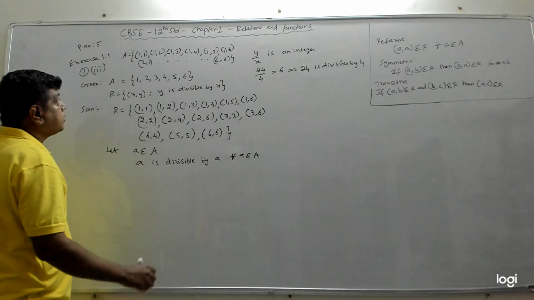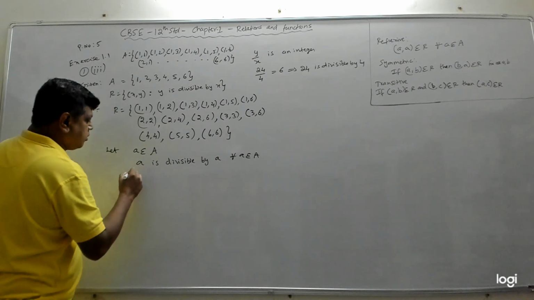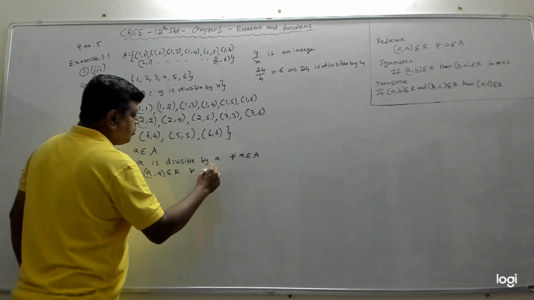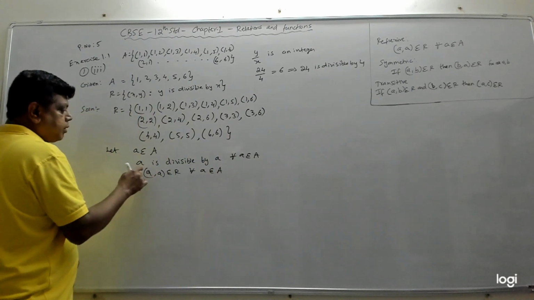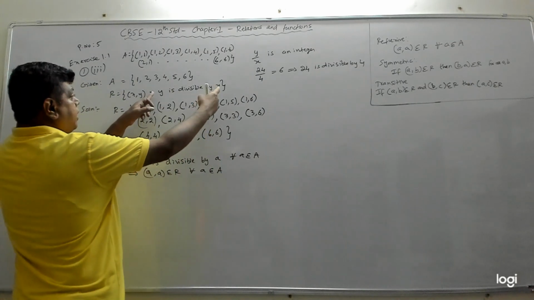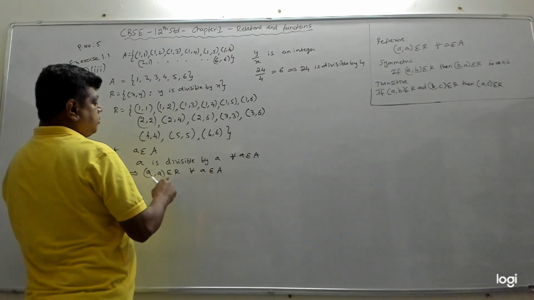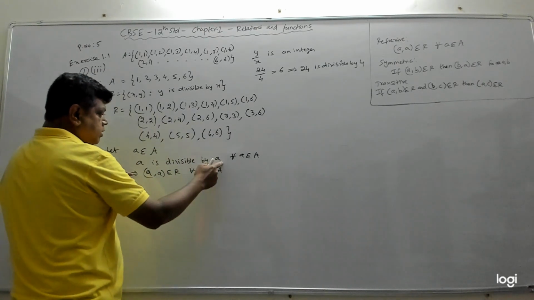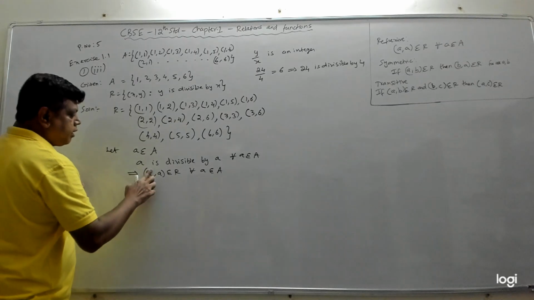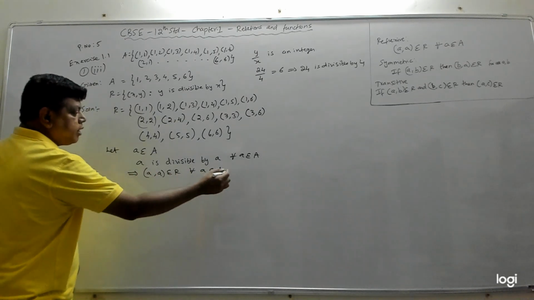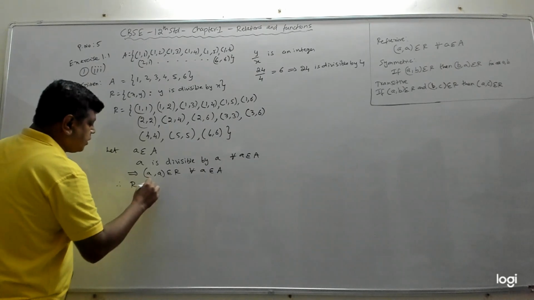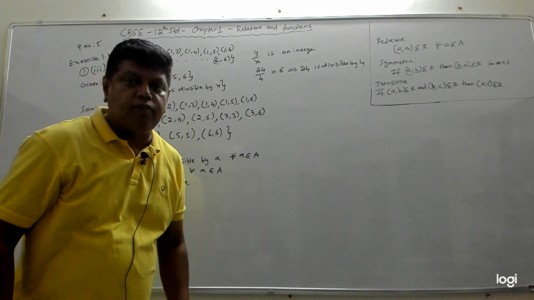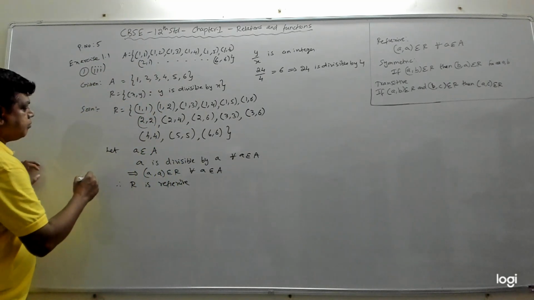So therefore we can say (a, a) belongs to R for every a belonging to A. Therefore, (a, a) will be in R because a is divisible by a. If a is divisible by a, then (a, a) will be in R because this statement is true, which means in (x, y), x is also a, y is also a. So (a, a) will belong to R for every a in A. Therefore, R is reflexive. Now we should check for symmetric, right?